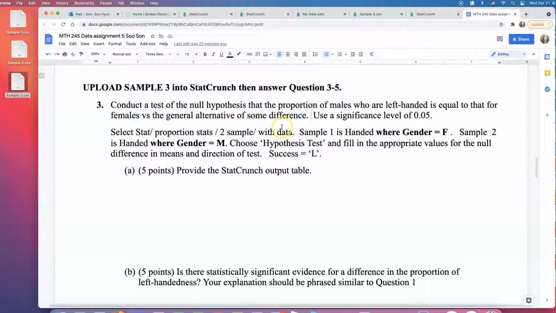How many left-handed people do you guys know? I know one person, for sure, my brother. I am not left-handed. So is there a difference? Are males or females more likely to be left-handed? I don't know. That's an interesting question.